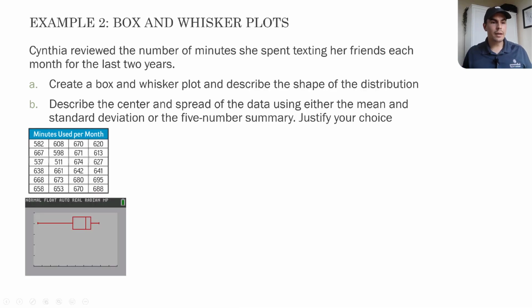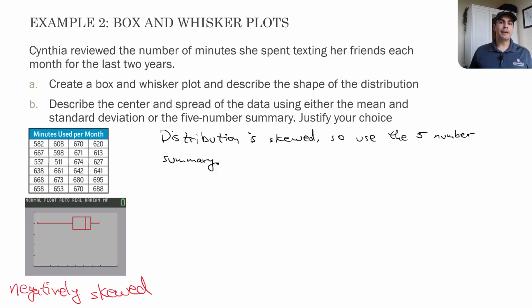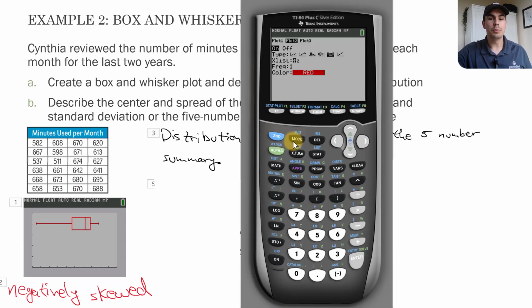So we can see here again messing around with the window that we're looking at, but we have a box and whisker plot here that is negatively skewed. So I know my data is negatively skewed. And with that, I need to use the 5-number summary. So bringing back my calculator, I can go to stat, over here to calc, the same 1var stats that I'm going to use. And now I want to make sure I have list 2.